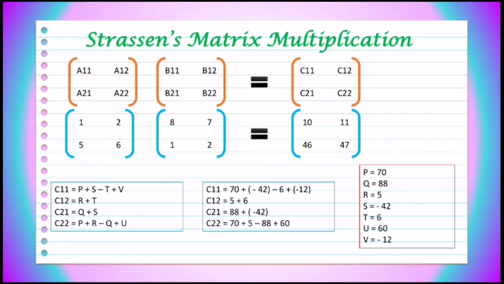So you can see, even by using Strassen's matrix multiplication, the resultant matrix is the same. So in this way we can calculate matrix multiplication by using Strassen's matrix multiplication method.